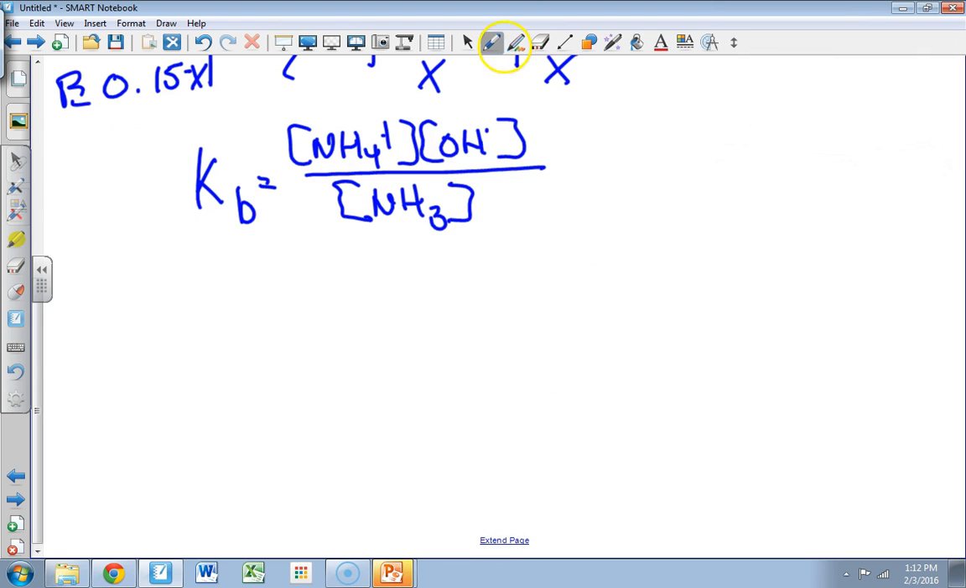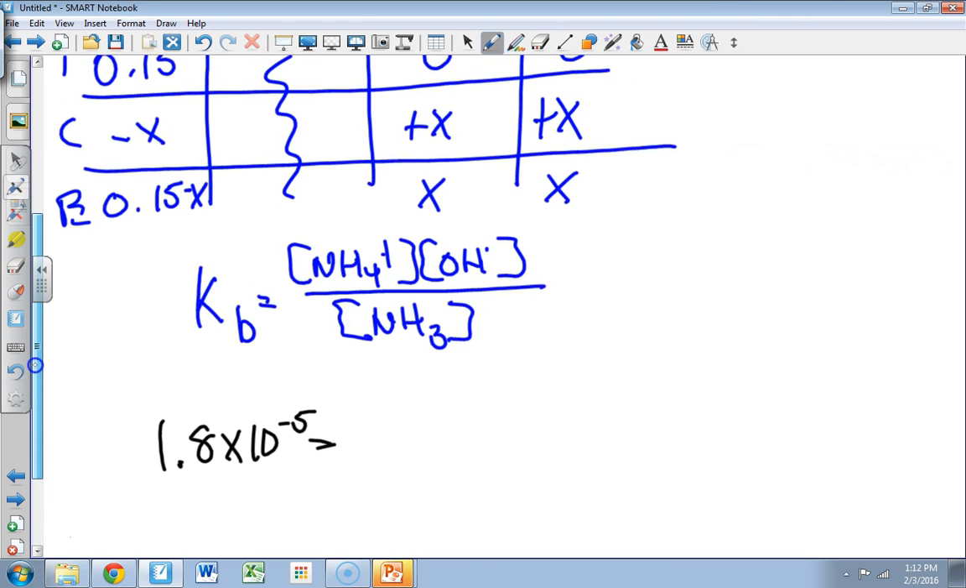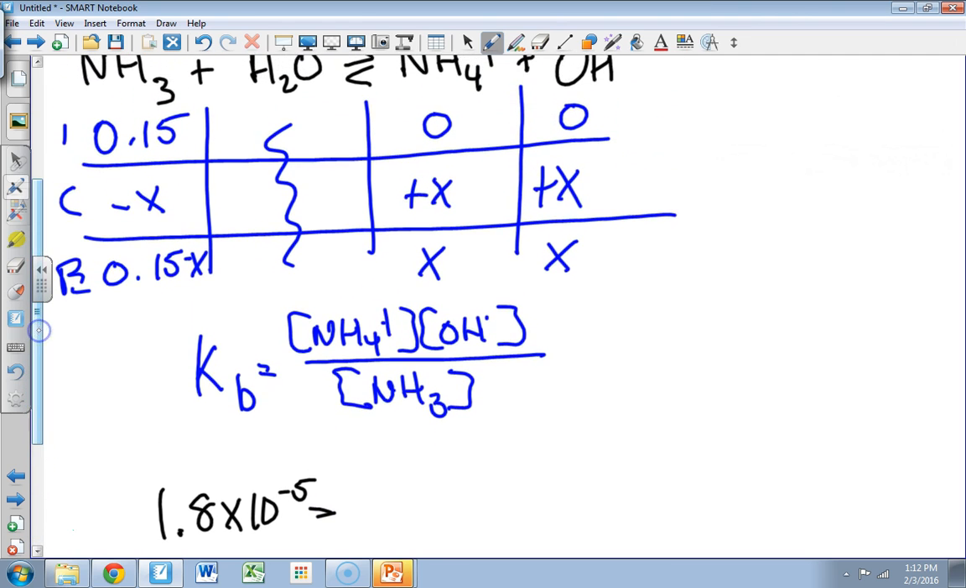Now we plug it in. So I'm going to plug in some values. We don't have all the numbers, but we do have x's. We have Kb, 1.8 times 10 to the minus 5, equals... let's make sure that you can see where I'm getting these values from. So this is the Kb that was given.